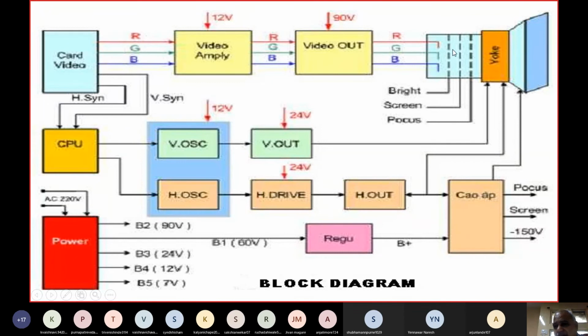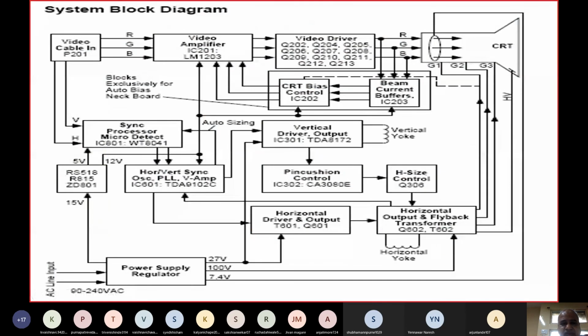And then the later operation based on the intensity of RGB, you will find the corresponding pictures that will be displayed onto this. So this is all about the block diagram, the same block diagram explained in a different way. The overall operation is the same.